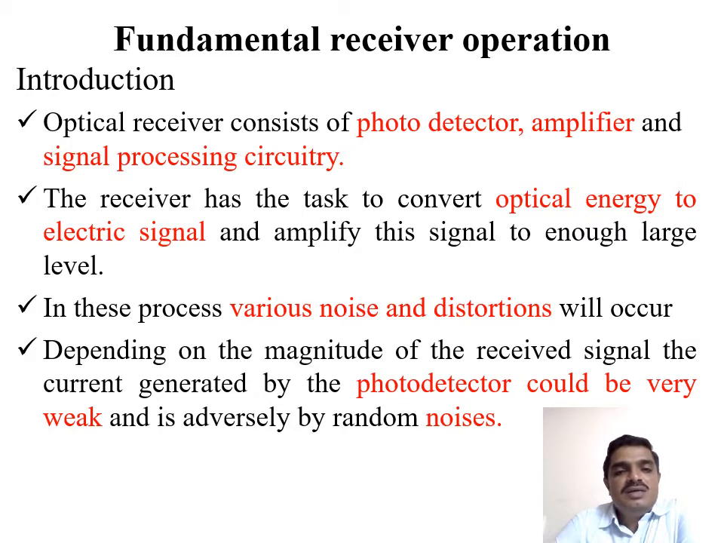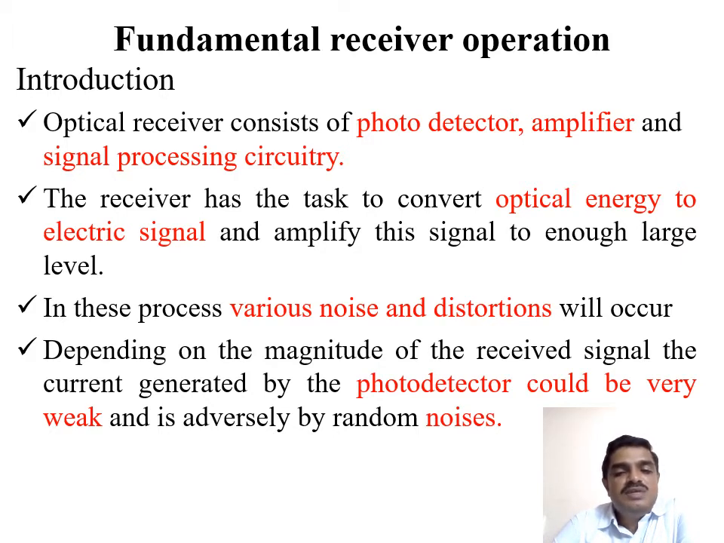We are all very much aware the transmitter converts electrical energy into optical energy and then transmits it to the fiber optical cable. Once that light energy reaches the receiver part, the receiver consists of three major processes. The photodetector has to detect the light signal, then amplify it and then process further. So it takes care of the photodetector, amplifier and signal processing circuitry. The receiver has the task to convert optical energy into an electrical signal and amplify the signal to a large enough level.